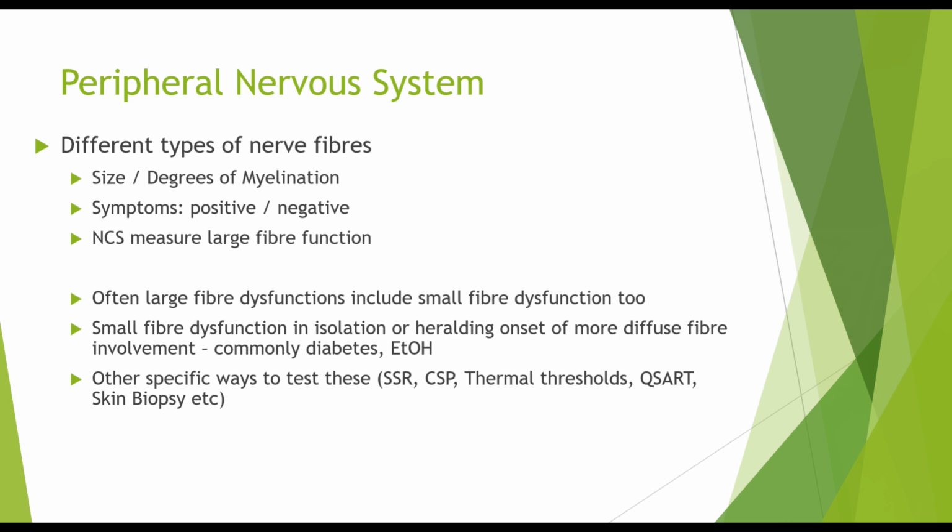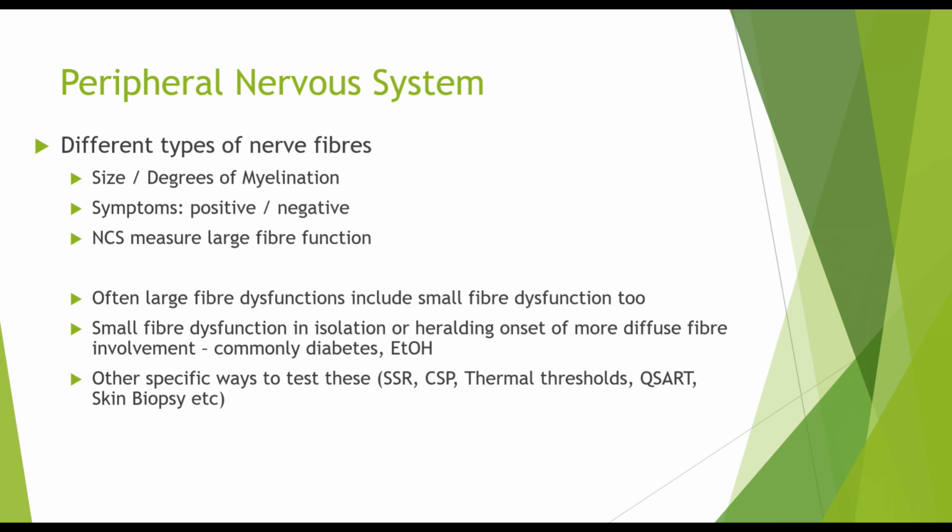And a small fibre dysfunction, either in isolation or perhaps heralding a more diffuse fibre neuropathy, you might start thinking about things like diabetes. That small fibre dysfunction can precede a large fibre dysfunction by a couple of years, or those who have perhaps alcohol excess. Again, small fibre functions will start first.